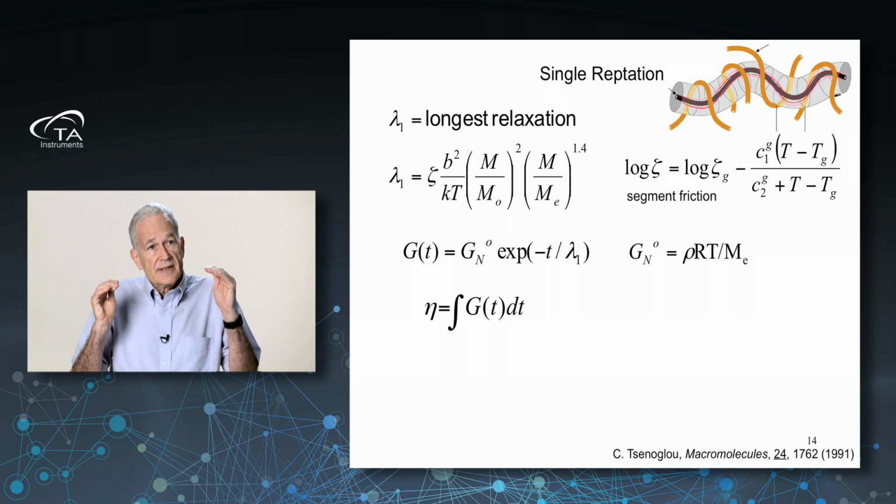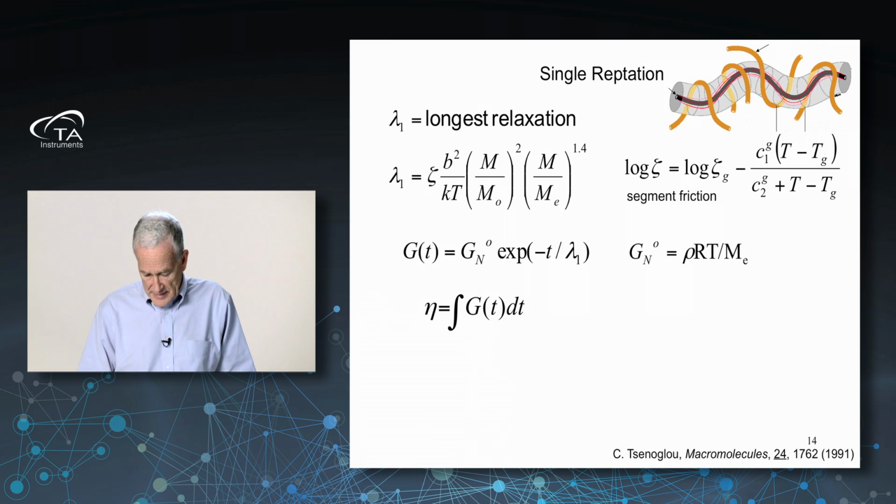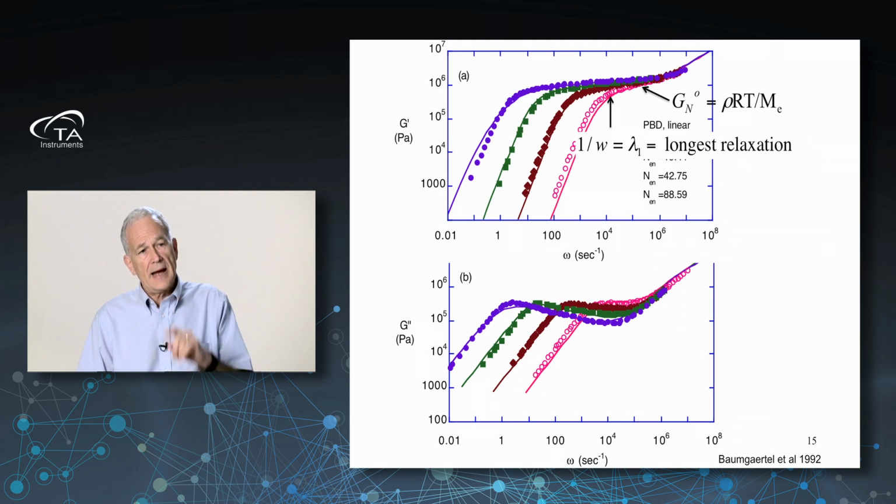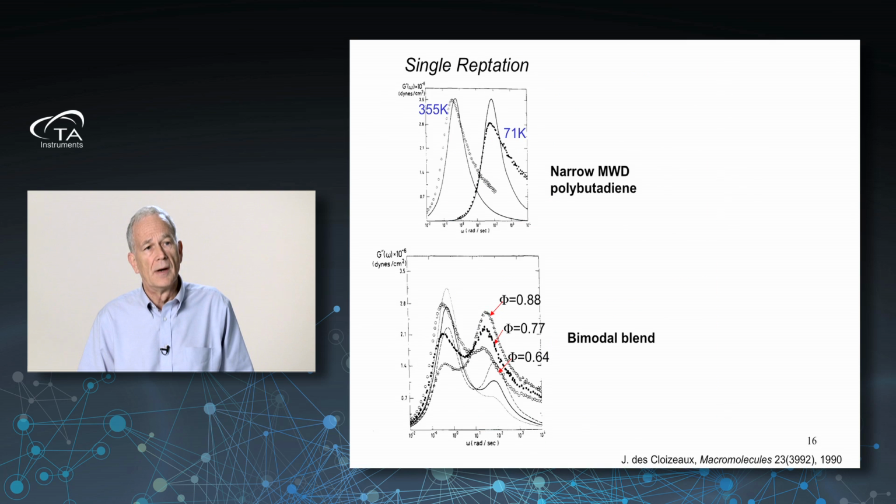Now, that's for a single reptation, but let's see how that can fit some data. Let's go back one, and whoops, we see the G double prime plot as a function of frequency on a log scale. If we put it on a linear scale, that maximum gets highlighted quite a bit more. So let's move forward and see that maximum. You can see it looks like a peak, and we can fit that quite well, especially on the left side of the curve.